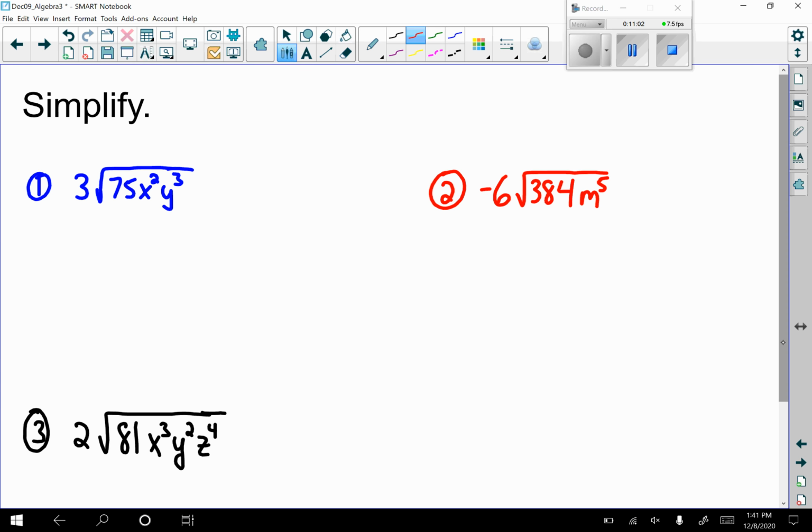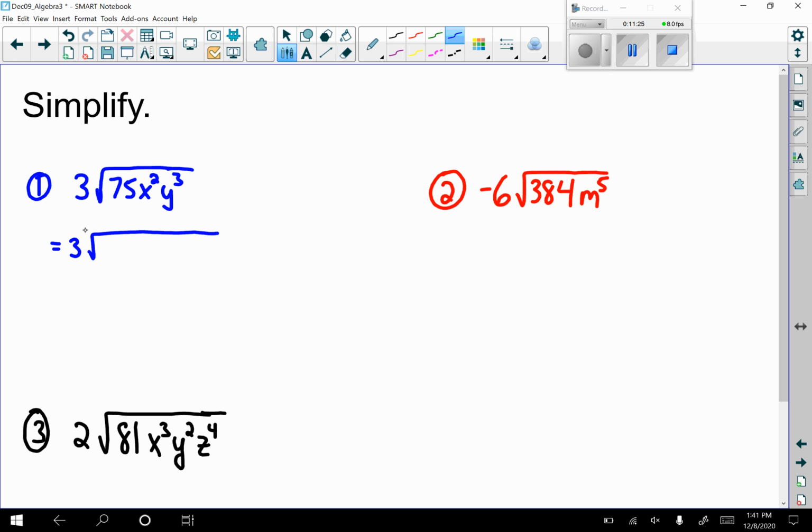So just these 3. If you want to pause the video and give them a try, go ahead. What's a little bit different here is now they have numbers out in front of them, so it just changes things a little bit. Let's take a look at number 1. I'm going to leave the 3 out there, and then we just go about our business the same way that we were doing yesterday. So how could we factor 75?